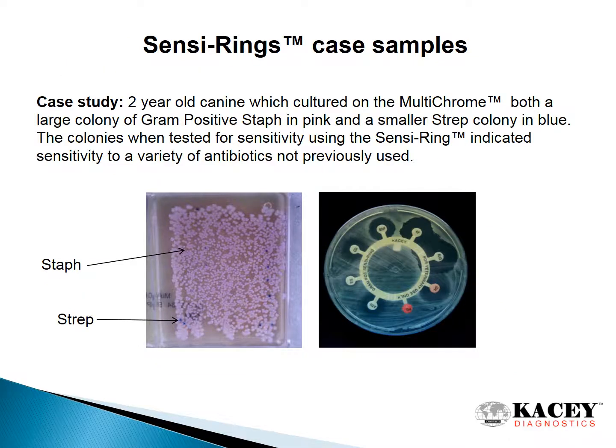SensiRing case samples. Case study. 2-year-old canine which cultured on the MultiChrome both a large colony of gram-positive staph in pink and a smaller strep colony in blue. The colonies, when tested for sensitivity using the SensiRing, indicated sensitivity to a variety of antibiotics not previously used.